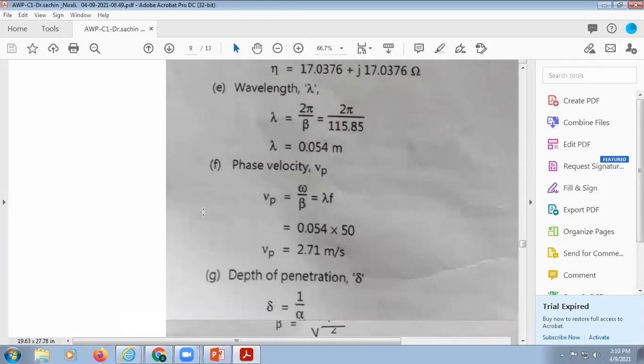Okay, so these are the two formula values you can find easily. That is omega divided by beta, or you can say lambda into f. In this way, either by using this formula or using this formula, you can find the velocity of propagation. Okay, so here instead of this formula, the alternate formula is nothing but lambda f.